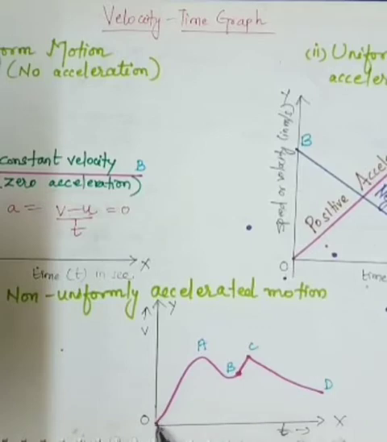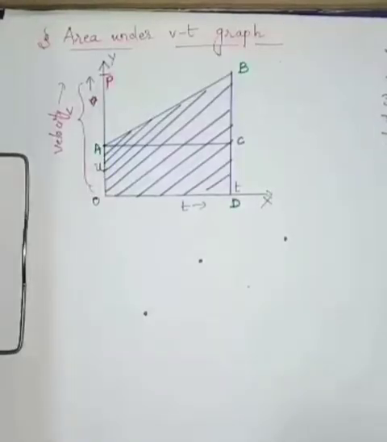Here you can say that from O to A, the velocity is increasing, that is positive acceleration. Then along AB, the velocity is decreasing, therefore negative acceleration, then again increasing, then decreasing. This is known as the non-uniformly accelerated motion. We will find out what the area under the VT graph represents.